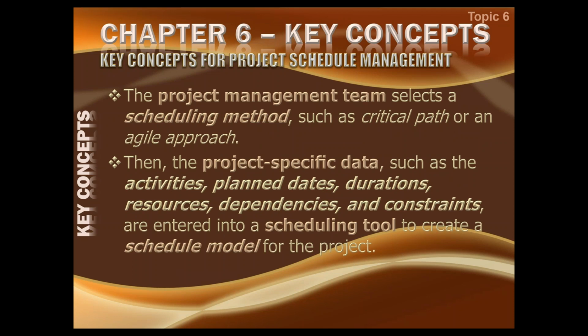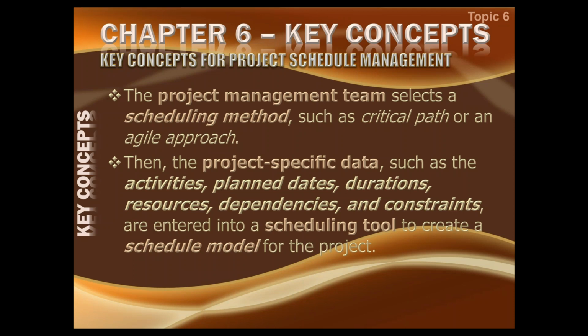The project management team selects a scheduling method. In the schedule management plan, you have to give a method, a mechanism, for how the scheduling will be done. It will be clearly specified which scheduling methods are allowed for this project, whether you will be using critical path, critical chain, or any agile method, whatever method you need to use for this specific project must be defined by the project management team in the schedule management plan.